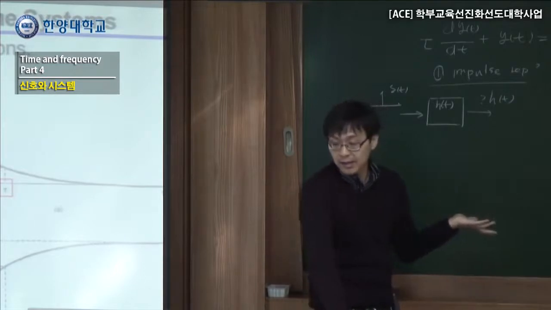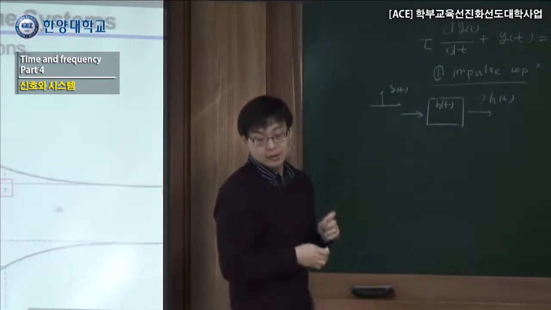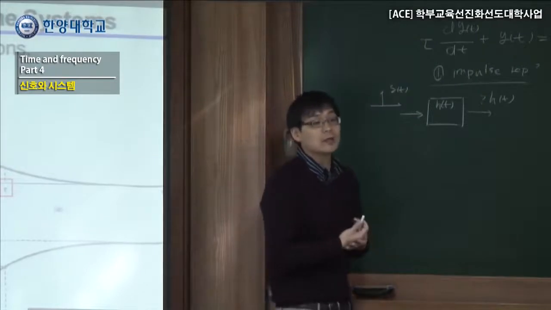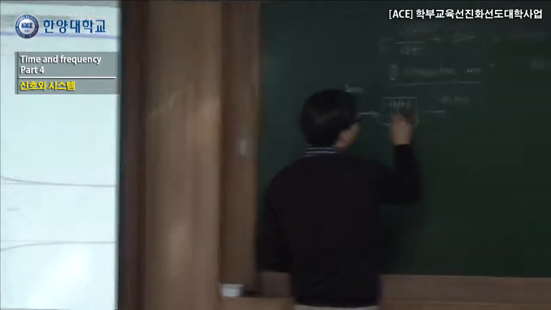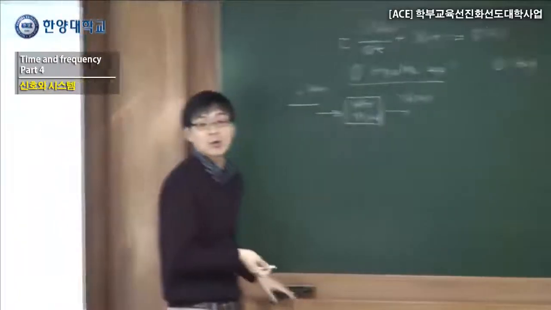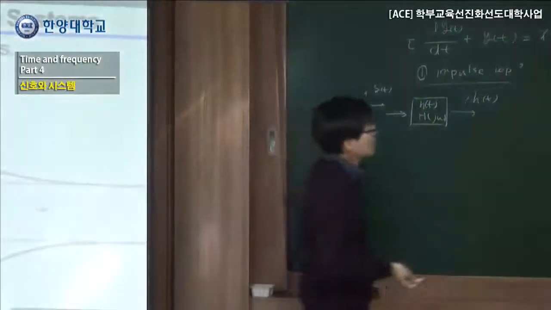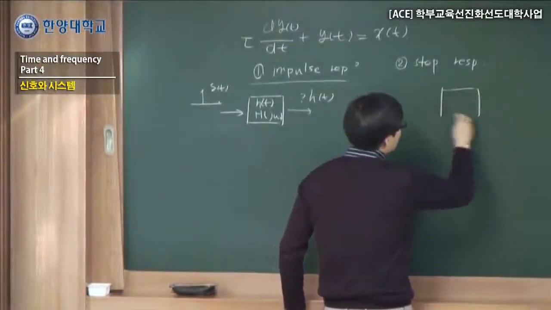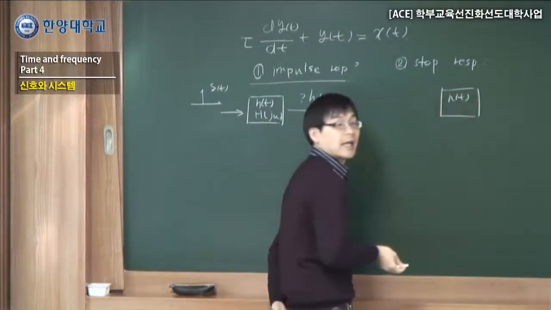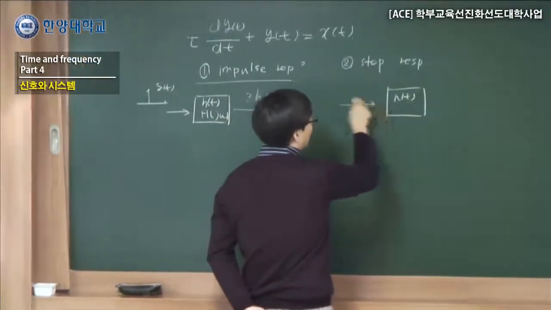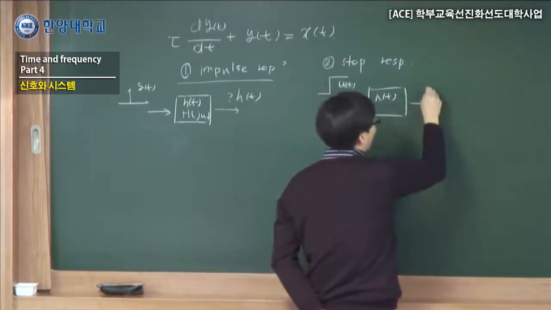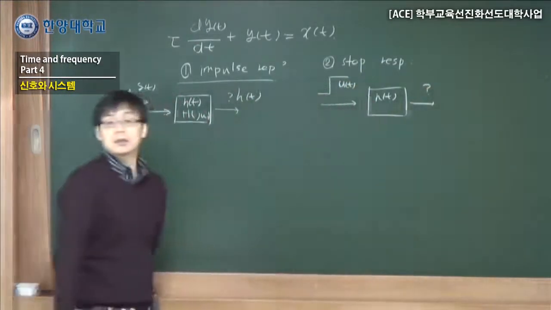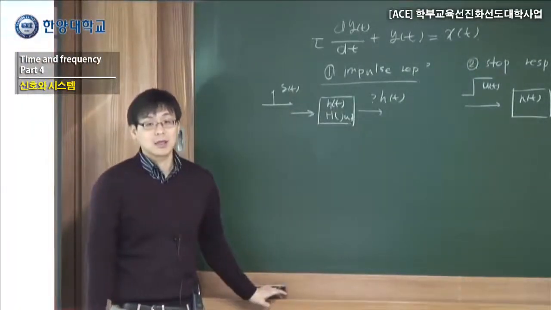If you apply an impulse, then the system response comes out. So if someone asks you, what is impulse response? Then it's the same as finding the system response, h(t) or H(j omega), which is the frequency domain signal. Step response is when you have a system h(t), you apply a step, basically the unit step function, and what will be the output? That's the step response.